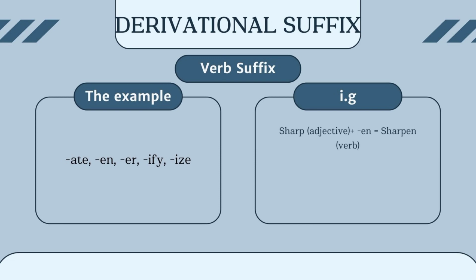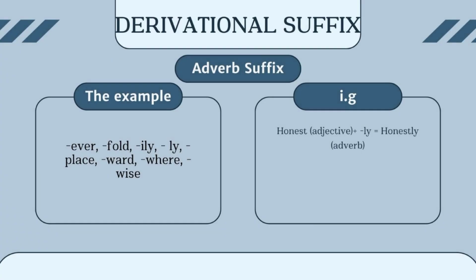And we have the verb suffix. Here we have examples of the original verb suffix. And here we have the word sharp, an adjective, and if we add the suffix en, it will become sharpen, and the word class also changes, becoming a verb. So that's the verb suffix. And the last one is the adverb suffix.